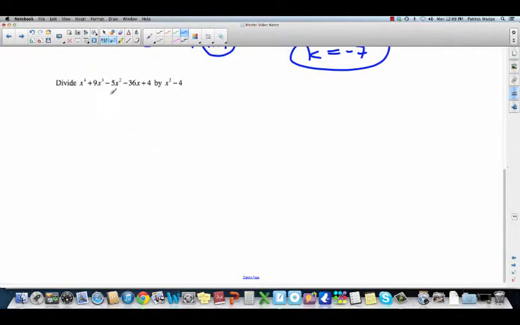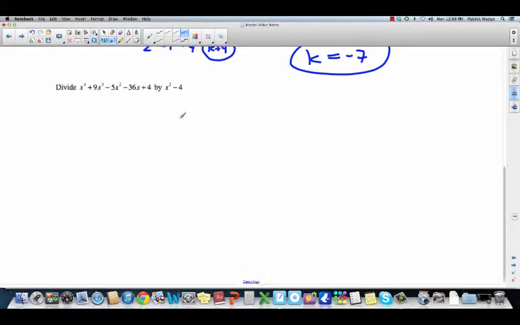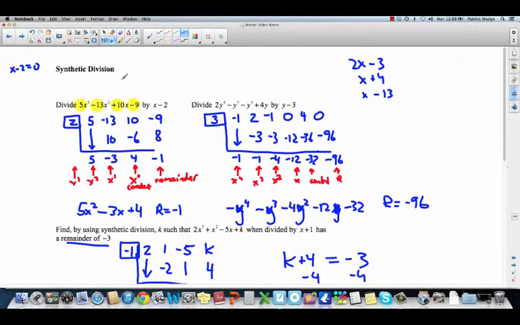Alright, last question. We're going to divide this beast here by x squared minus 4. Egad, we can't do that. It says up here, oh, it's now disappeared, but I'll bring it back quickly here.